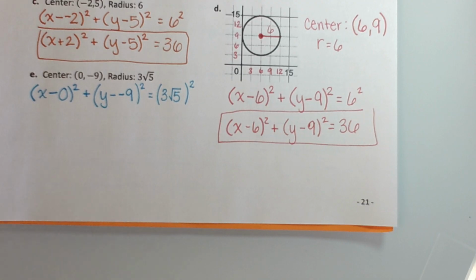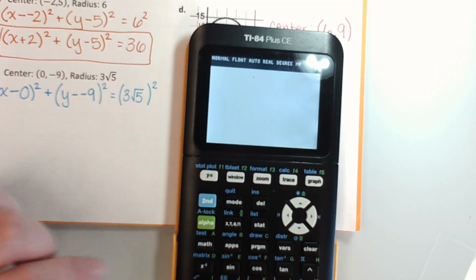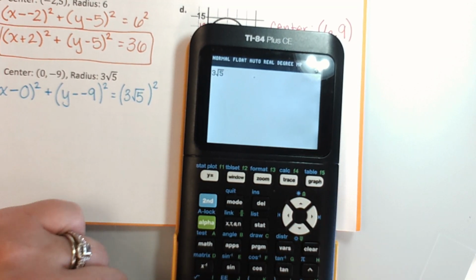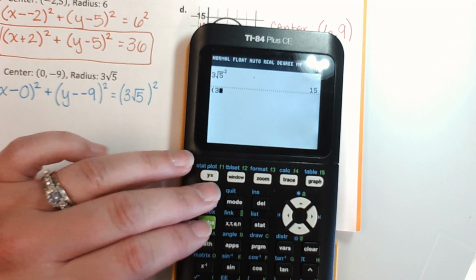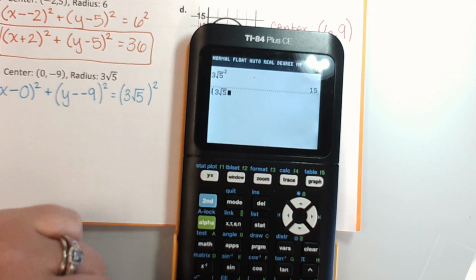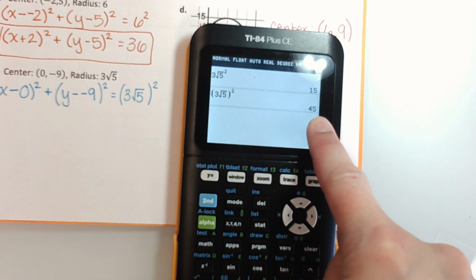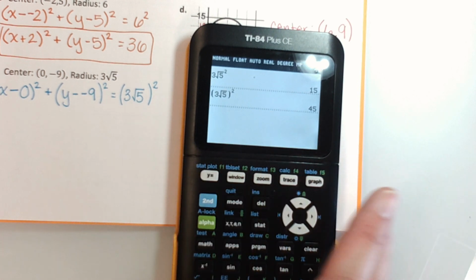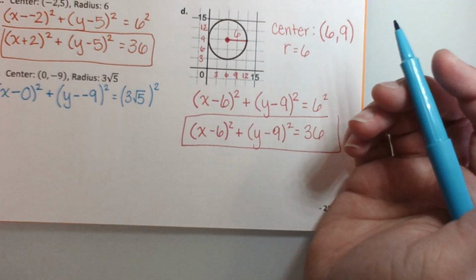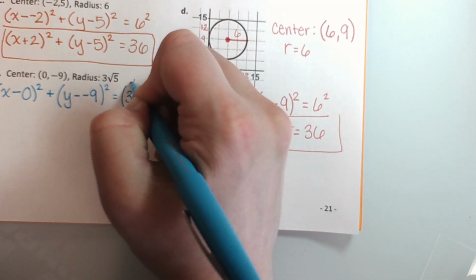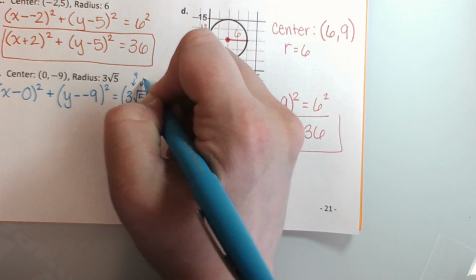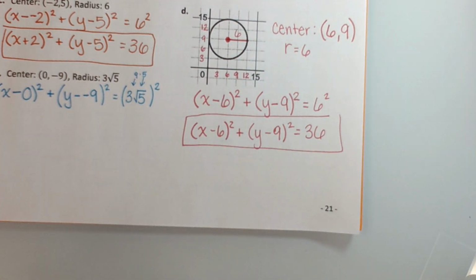Because if I go to my calculator and I type in 3 square root 5 squared and 3 square root 5 in parentheses squared, I will get 2 different numbers. I need to square the entire thing. The correct number is 45. And your calculator can do the squaring for you. If you don't want the calculator to do the squaring and you want to know how it's done, you square that, you get 9. You square that, you get 5. And what's 9 times 5?